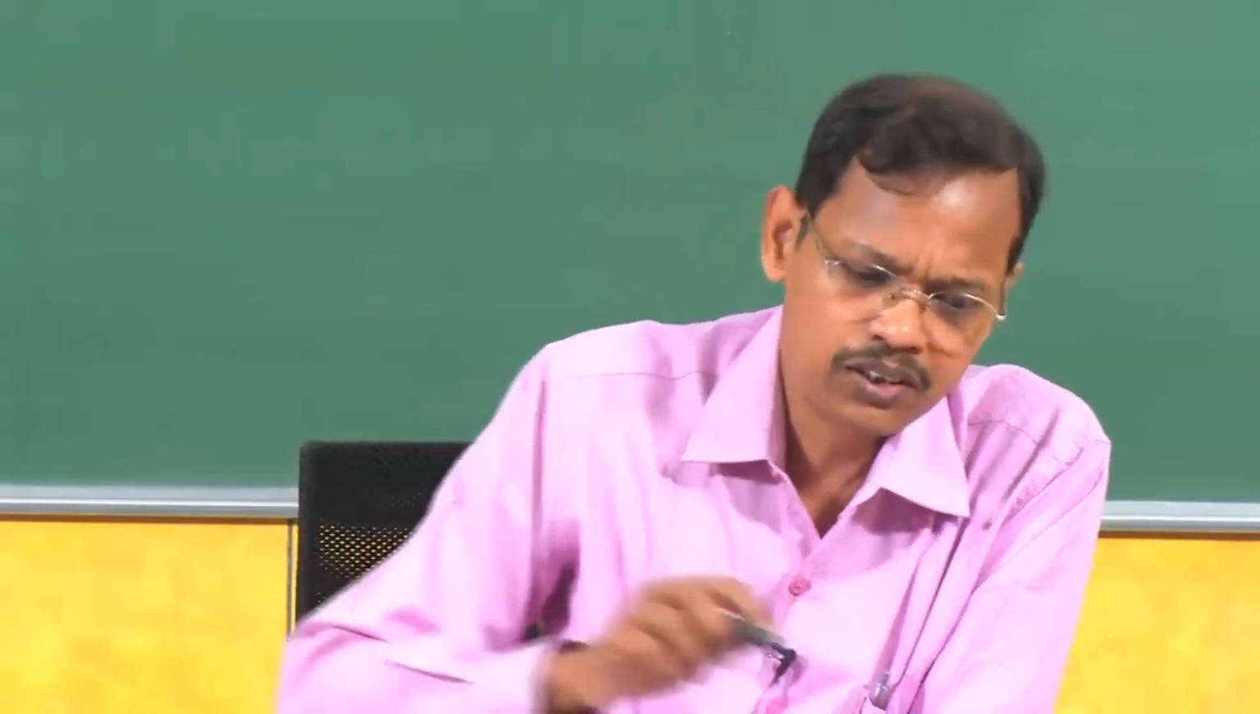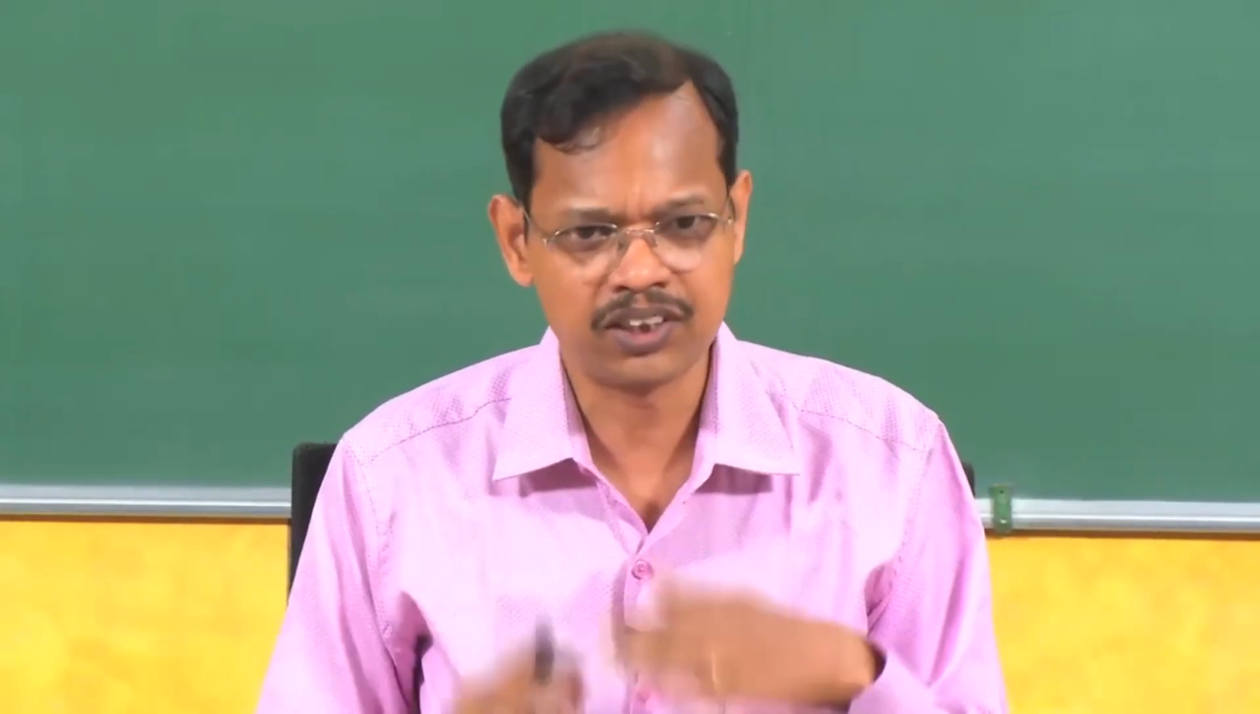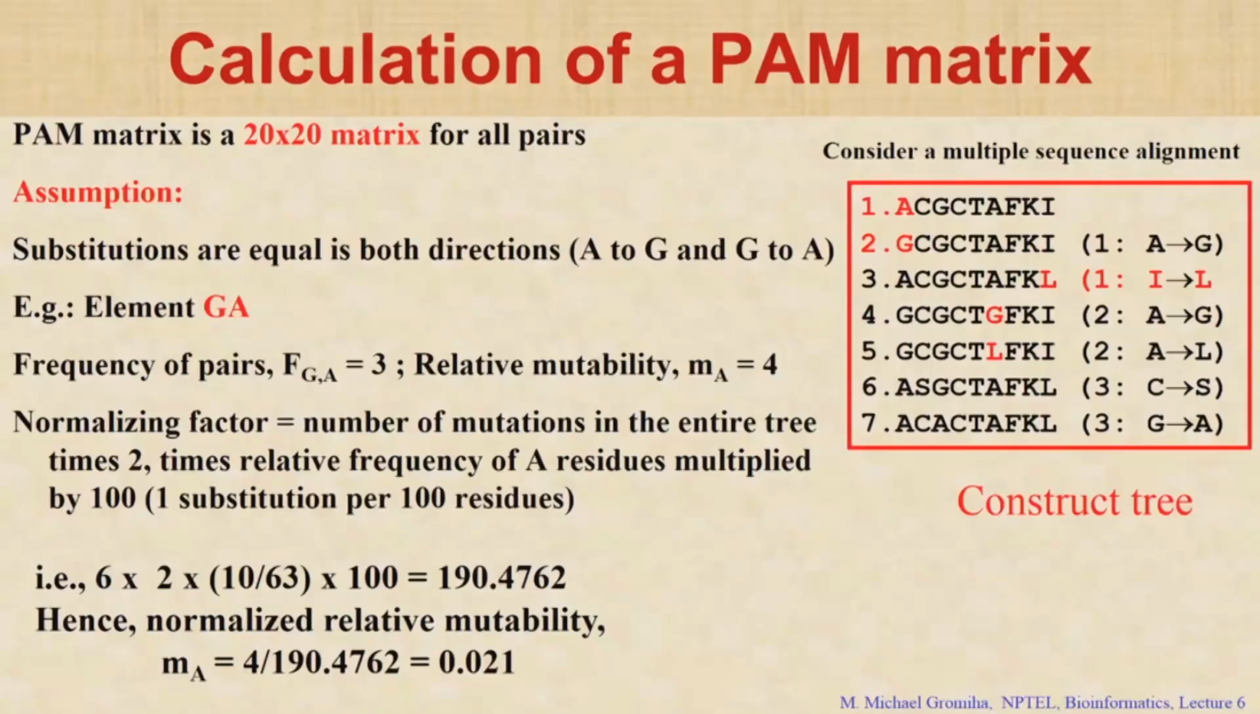Now, what does the matrix look like? A 20 by 20 matrix. So, are all the 400 elements different or is anything similar? Symmetric, because of the reason I explained earlier. So, you can get a symmetric matrix. Now we have different sequences, sequence 1, 2, 3, 4, 5, 6, 7.